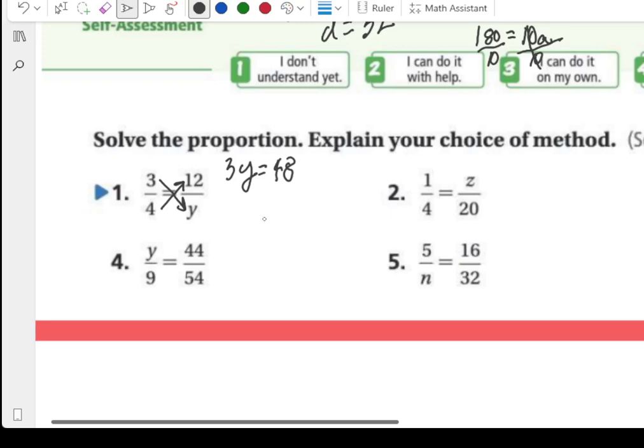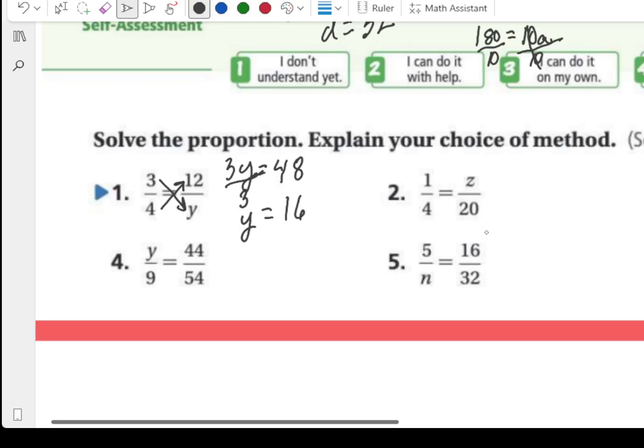Okay? So then, if we divide by 3, y would equal 16. Is that correct? Yeah. So y equals 16. So either method you want to use is sufficient. So why don't you work on those problems real quick, and then we'll come back and do them together.